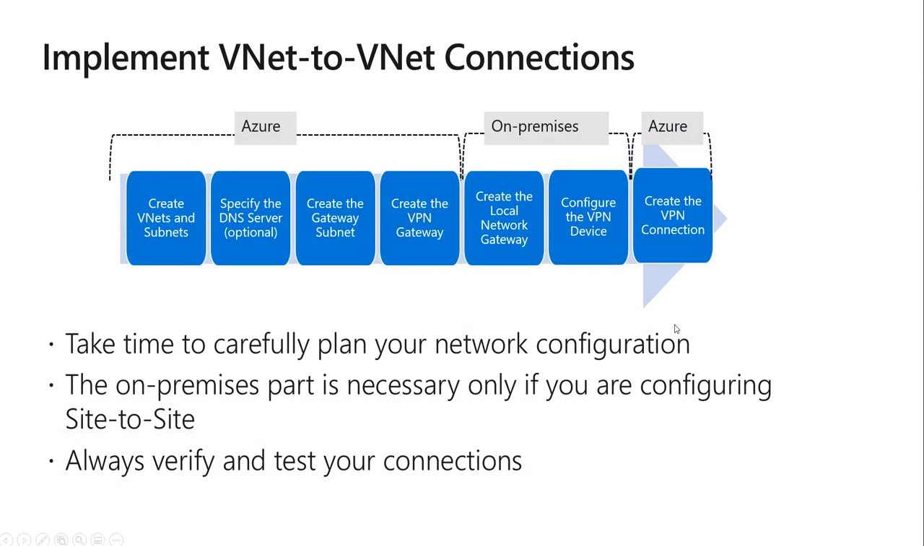And here are the steps to implement the VNet-to-VNet connections. So the first 4 steps you have to do in Azure. The second part you do on-premises. Then you test or verify and create the connection in Azure again.